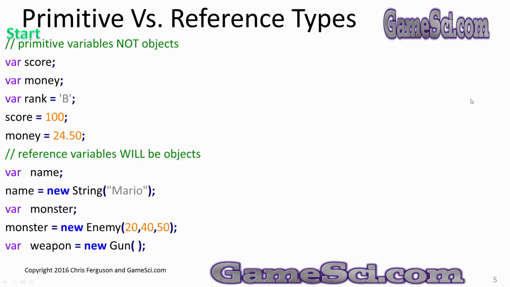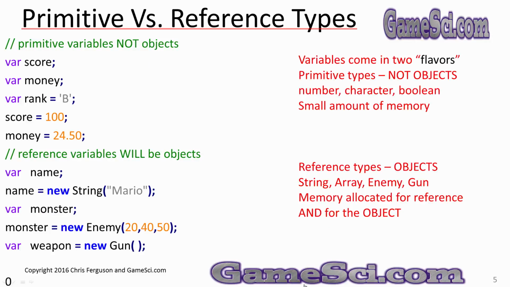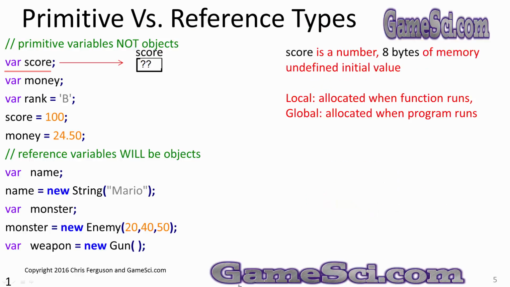Primitive versus reference types. What is this? Variables come in two flavors. Primitive types are not objects. Number, character, boolean, those aren't objects. They take a small amount of memory and you store the values directly in the variables. Reference types are objects. We've looked at string now, an array, an enemy, and gun. These are all things that I intend to make objects out of. Memory is allocated for the reference and the object. Let's trace some code and see how the different types of variables are dealt with.